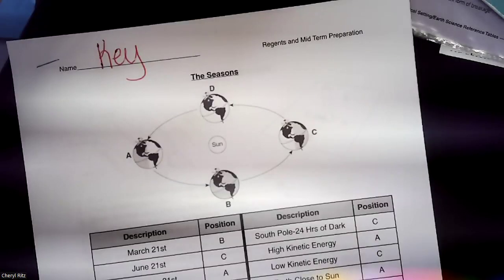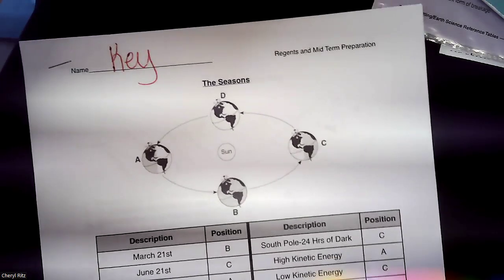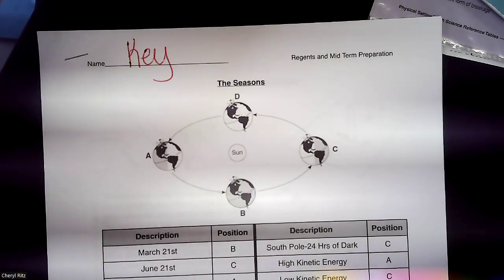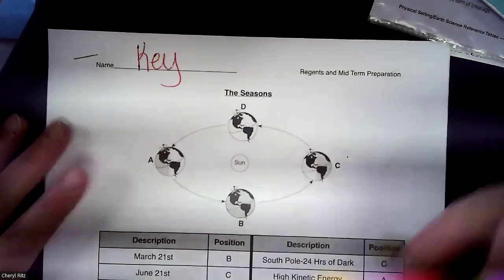So the first thing that I personally would have done for this assignment would have been to label this. You guys know I love labeling. If you had it labeled, there's very little thinking left. So which one of these is summer and how do you know? How do you know C is summer?